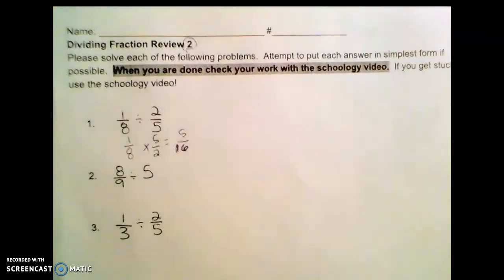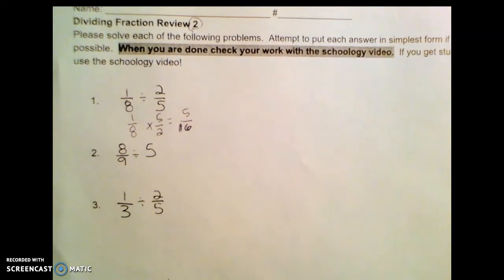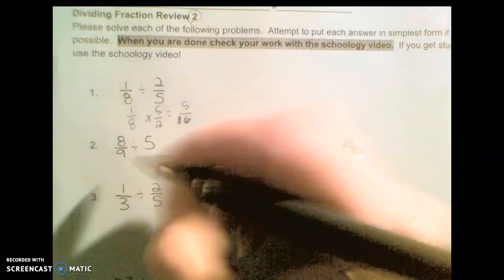Looking at the next one, 8/9 divided into 5 equal pieces. Again, I could draw a model of 8/9 and then try to break it evenly into 5 pieces, but I know I have 8 pieces. That's not going to be easy to divide by 5. So I'm going to go ahead and use the algorithm for this.